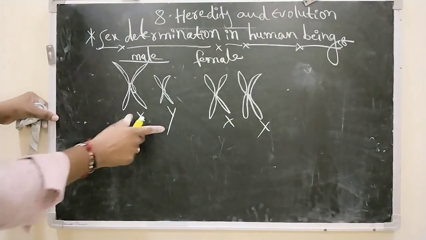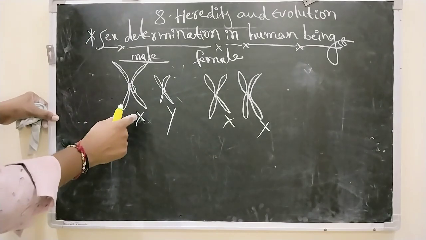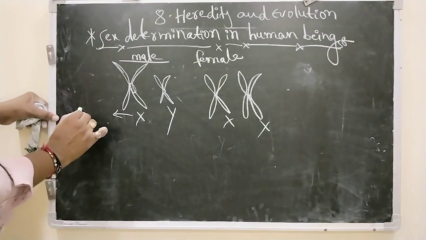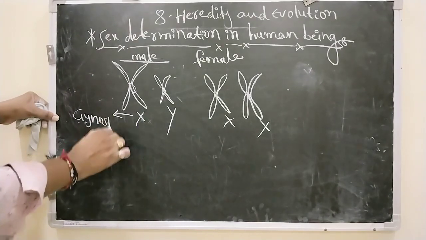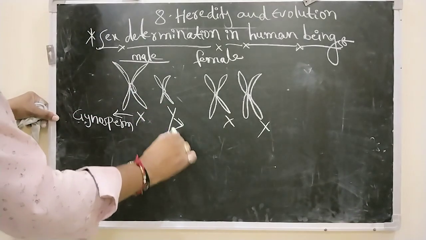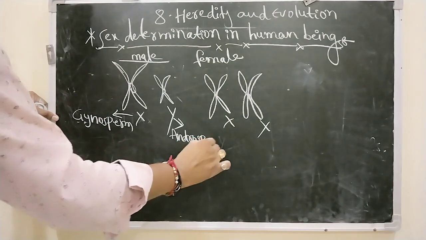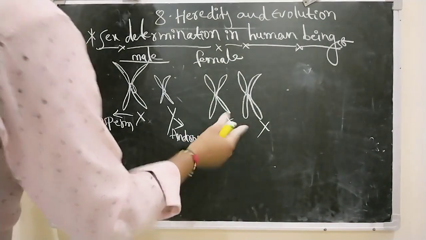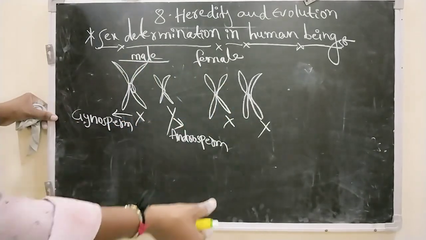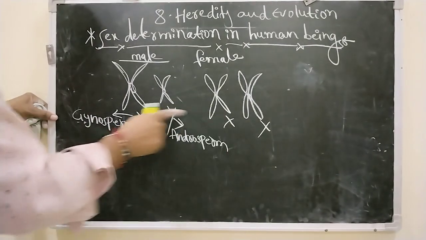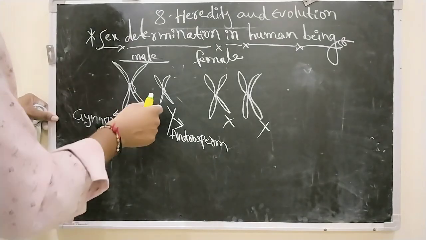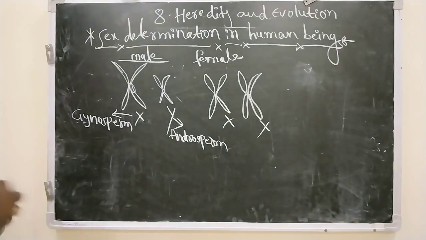The sperm that is carrying the X chromosome is called gynosperm, and the sperm carrying the Y chromosome is called androsperm. Clear? Because the ovum definitely contains X chromosome only. So if the sperm carrying X chromosome fuses, it will be a baby girl. If the sperm contacting the ovum contains Y chromosome, a baby boy will be formed. So this is about sex determination in human beings.